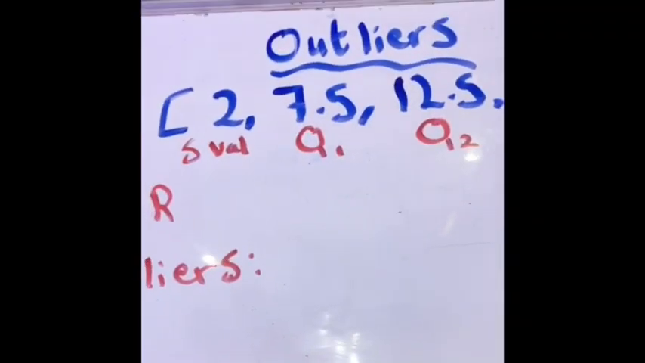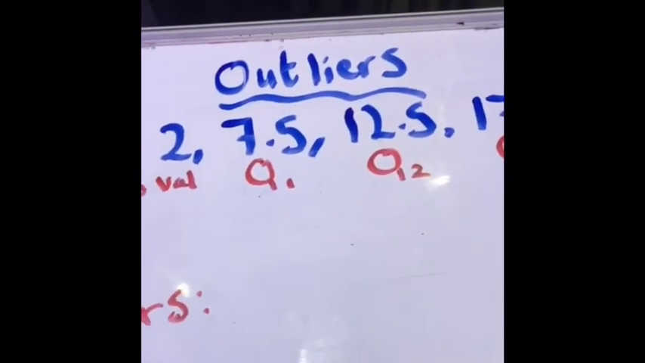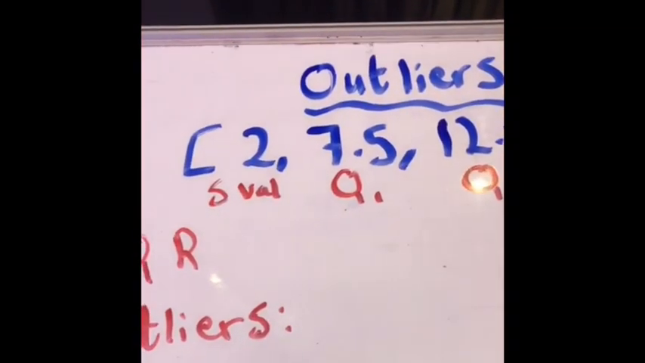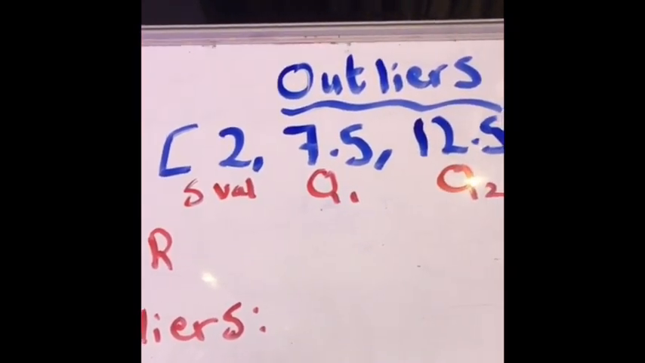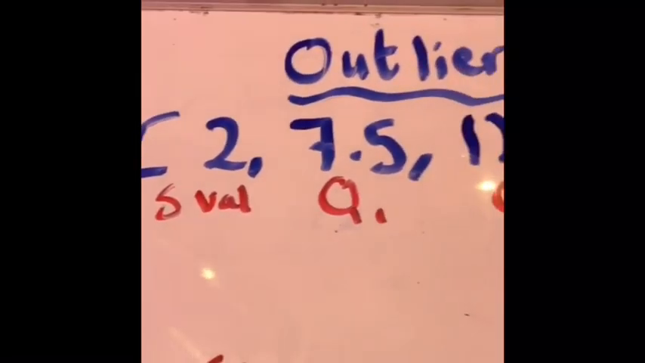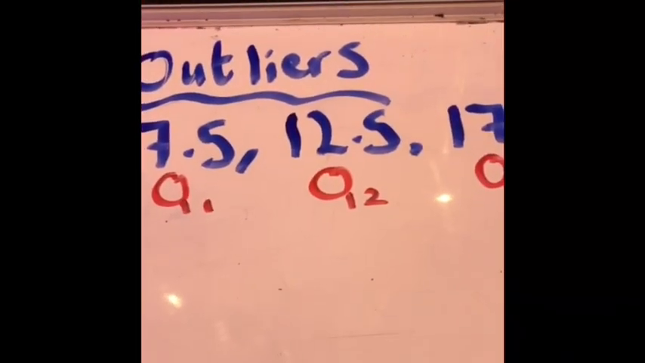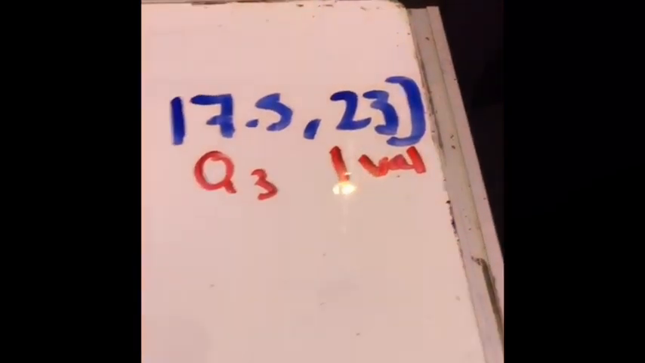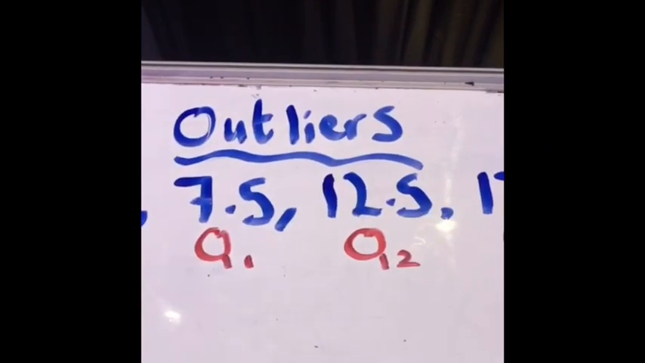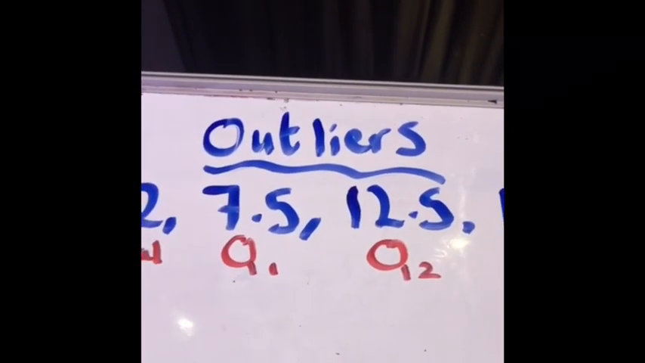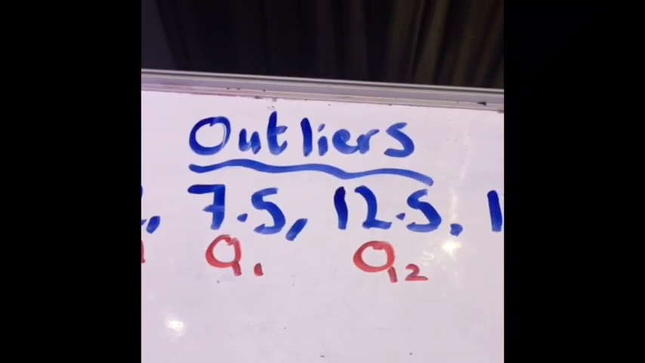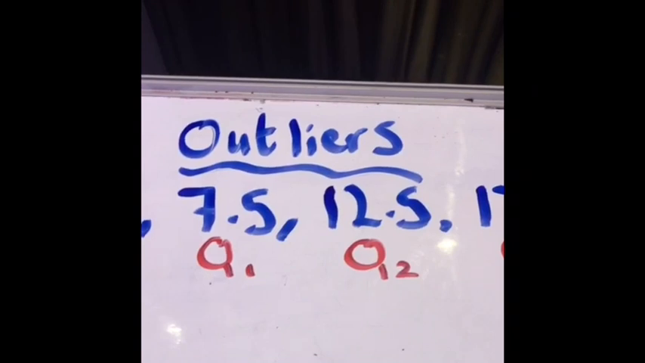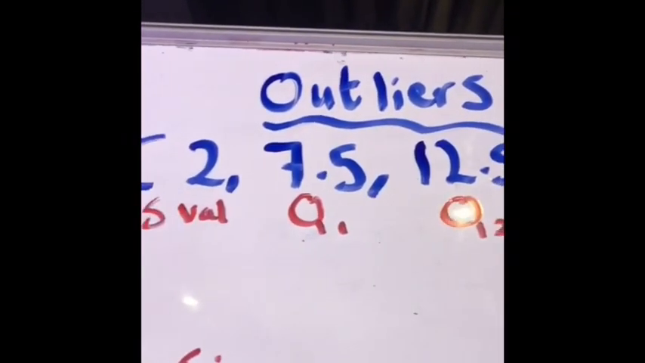Now we are going to discuss the point of outliers. As we got the 5-number summary of the data set in the previous example, we arrange them: smallest value 2, Q1 7.5, Q2 12.5, Q3 17.5, and 23 largest value. What are outliers? Outliers are numbers that aren't common in the data. It means either larger than expected, or smaller than expected.